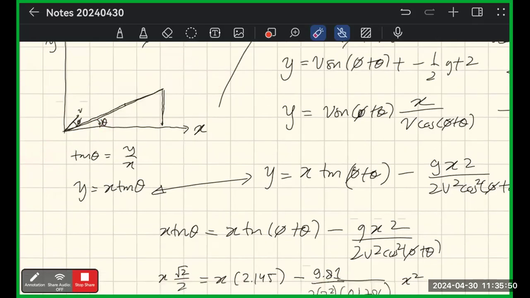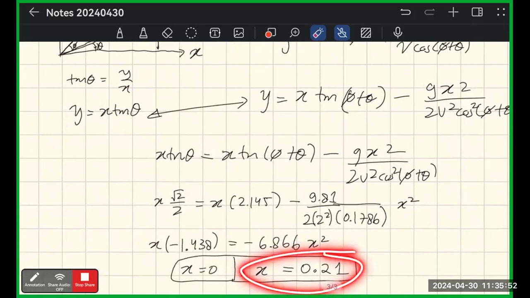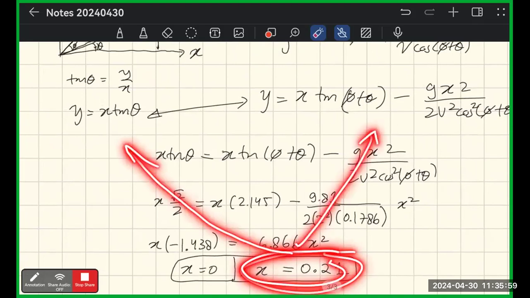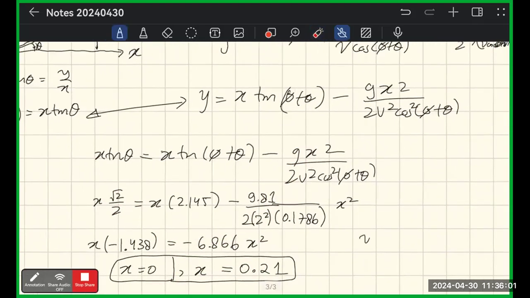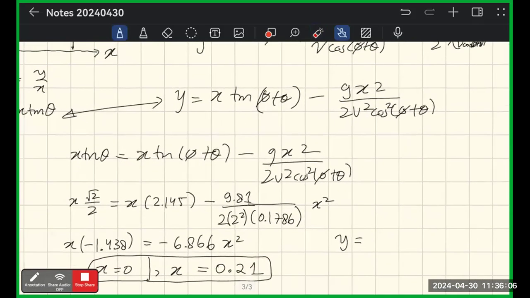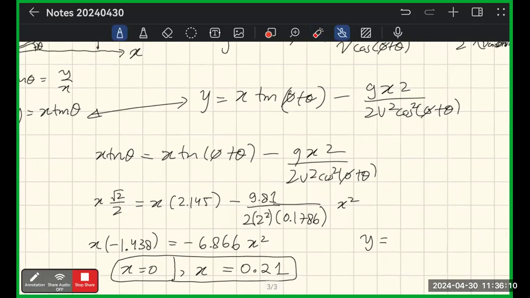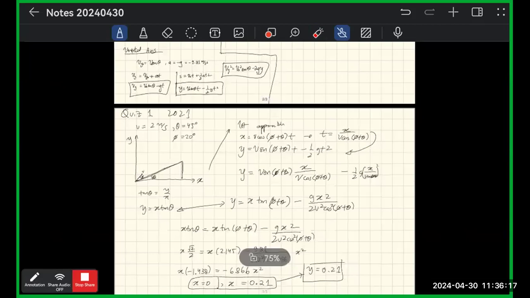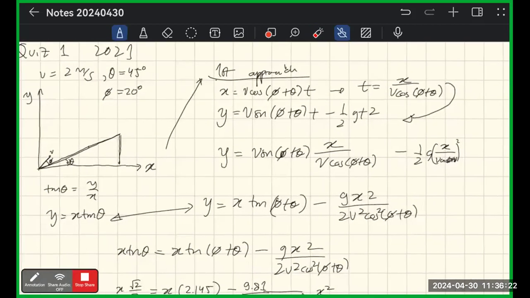The one that we want, we have x is 0.21, and then we just plug this x into either one of these equations to get the y. So y equals x tan theta, the theta is 45, so 0.21 times tan 45, which is 1, so the y is also 0.21. That's the first approach. I don't think we need a second approach here. It's really easy to understand already.